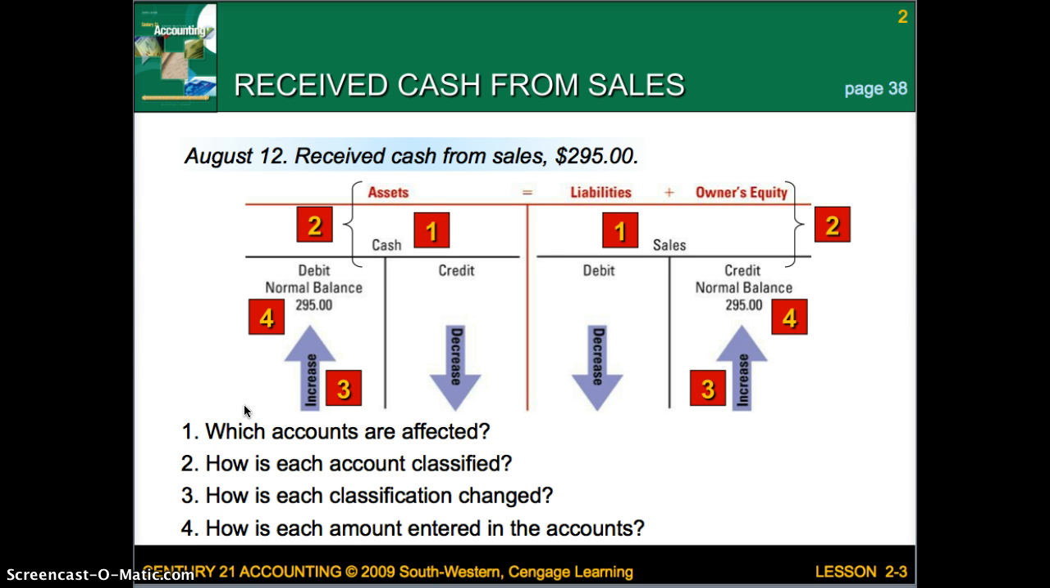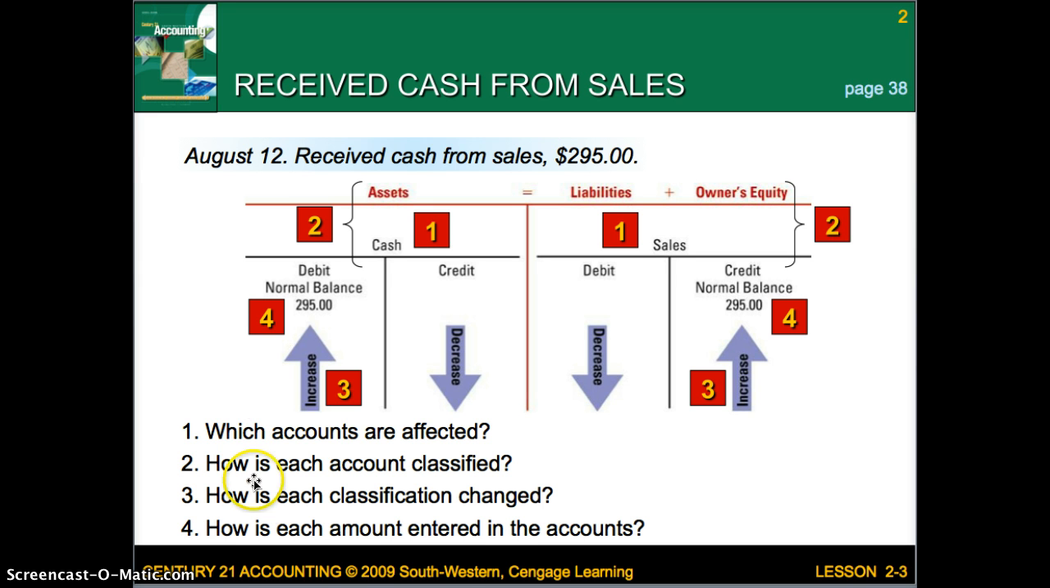So if it says received cash for computer service, that's a sale that we made. We sold something. We sold a service. So don't get confused by thinking that we have to sell a good. You can also sell a service. So anyway, on August 12th, we received cash from sales $295.